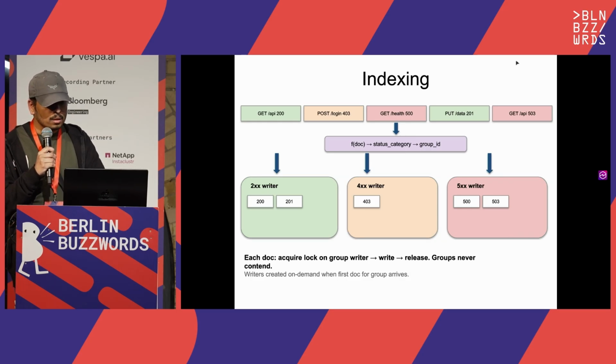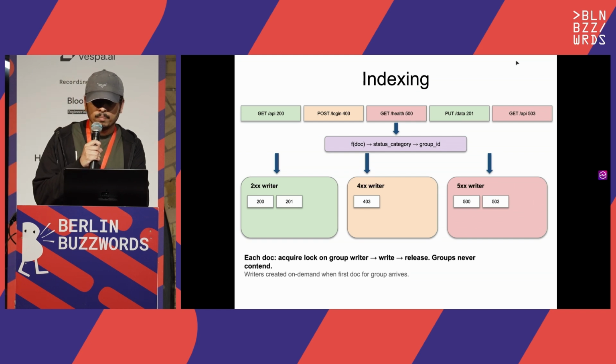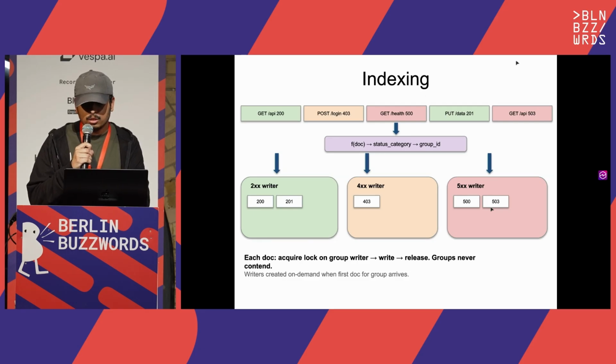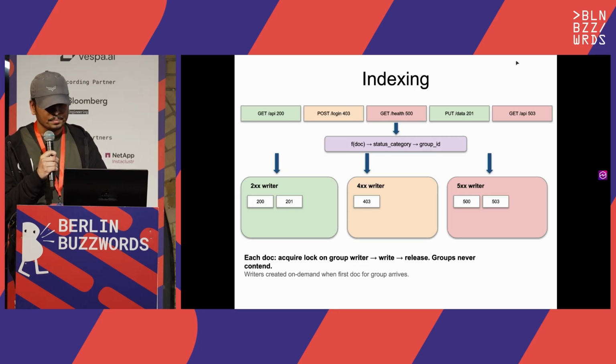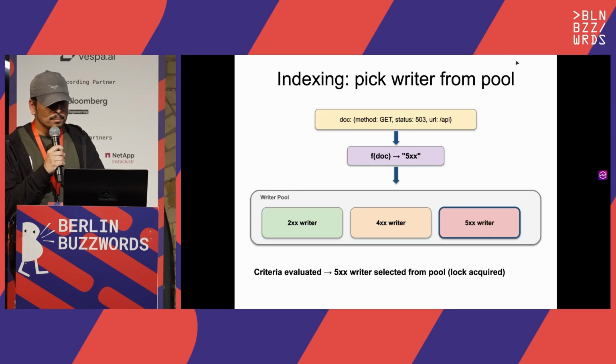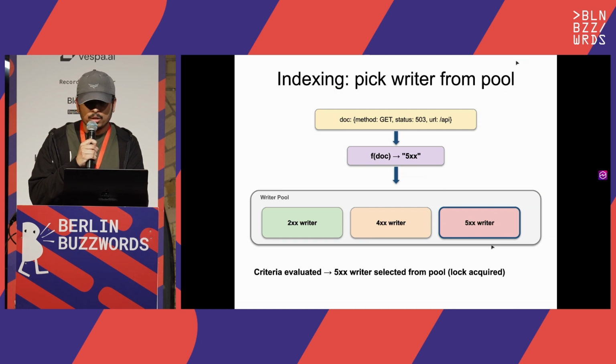And there is one more thing. If a document belonging to a particular group is ingested for the first time, we will instantiate a writer corresponding to that group during ingestion time, on demand. So let me slow down a bit and zoom into exactly what happens when we are ingesting a particular log. For 503, we are zooming into where we are indexing a 503 document.